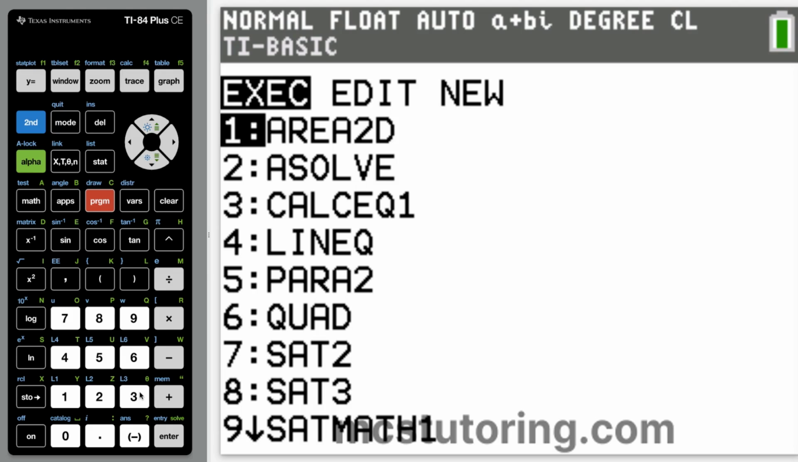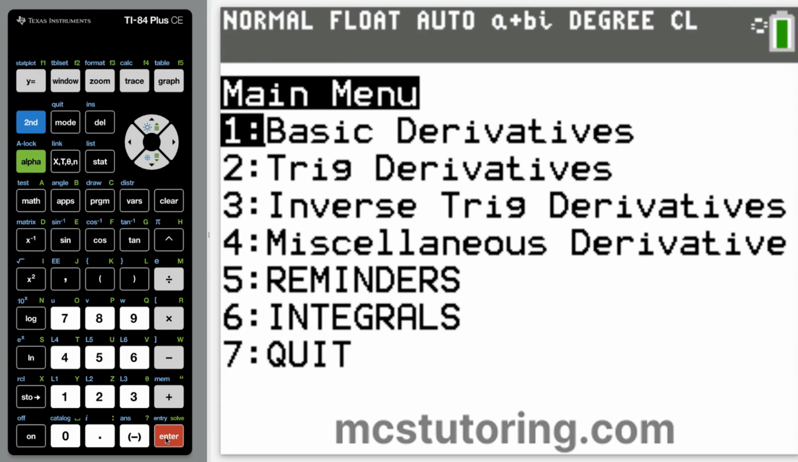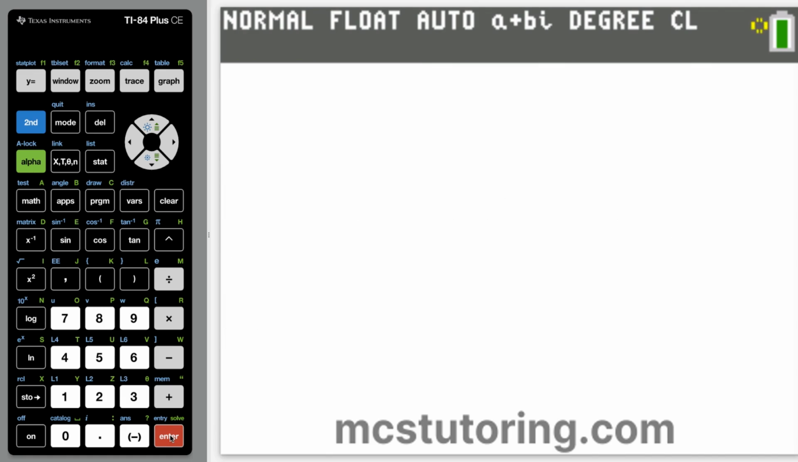So we're going to choose CALCEQ1, which is the third in this menu of programs. And then here you're going to see the basic main menu. We have basic derivatives, trig derivatives, inverse trig derivatives, miscellaneous derivatives, some basic reminders about derivatives and integrals, which is a full integral menu. But let's walk through this slowly.